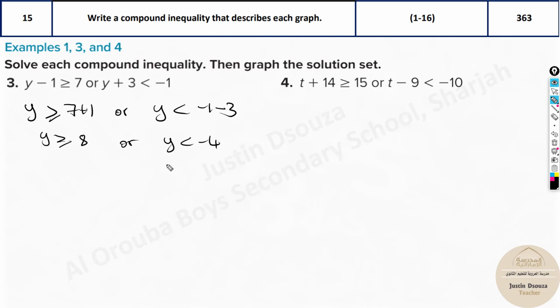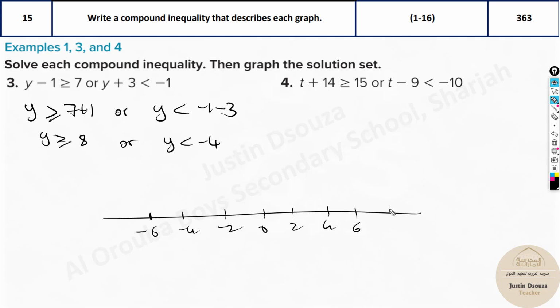Before we do that, let's first graph this. I'll draw a rough graph over here: minus 6, minus 4, minus 2, 0, 2, 4, 6, 8, 10. Okay, this is a rough number line. We have y less than minus 4, it's less than, so a hole. Greater than or equal to 8, so a point.